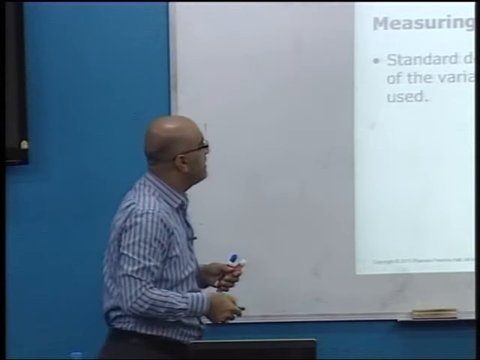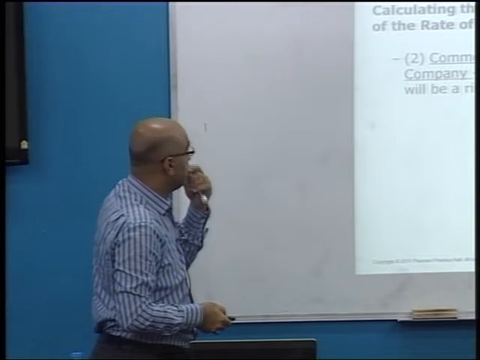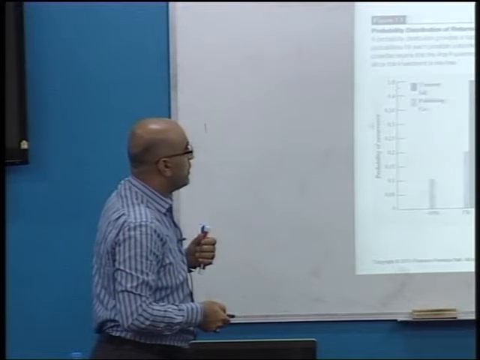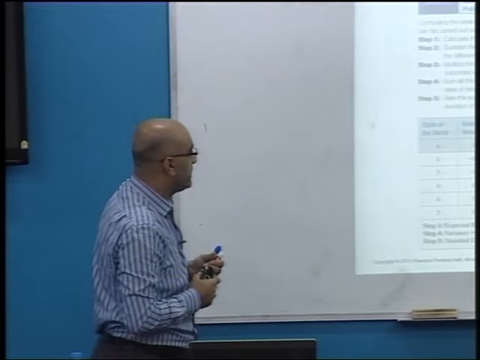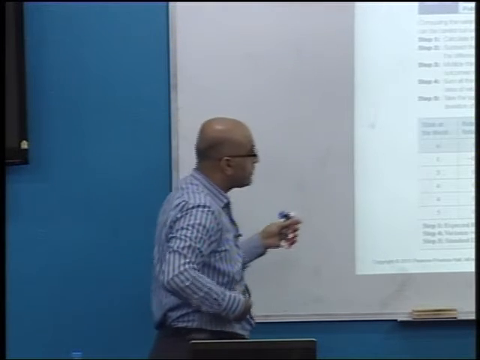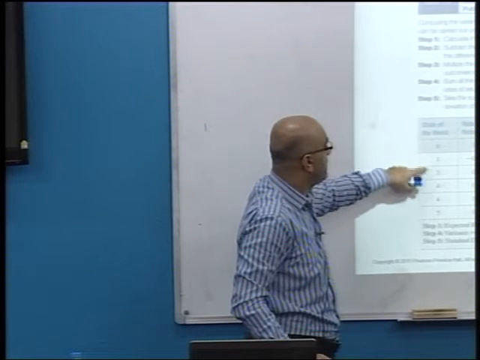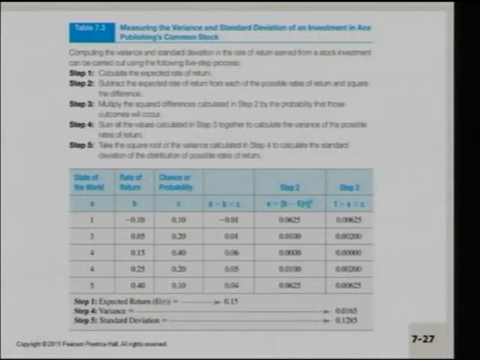Let's take an example to see how it works. Take this example here. So this is the state of the world: 1, 2, 3, 4, 5. The rate of return is minus 10. The probability is 0.10. And the third one is 0.5. The probability is 20, the probability here is 40, and 20, and 10.